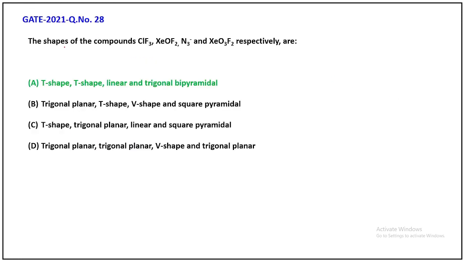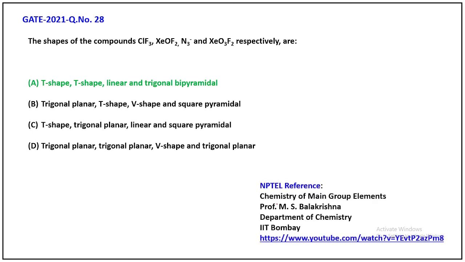Now the answer to the question: the shapes of the compounds ClF3, XeOF2, N3- and XeO3F2 respectively are T-shape, T-shape, linear and trigonal bipyramidal.